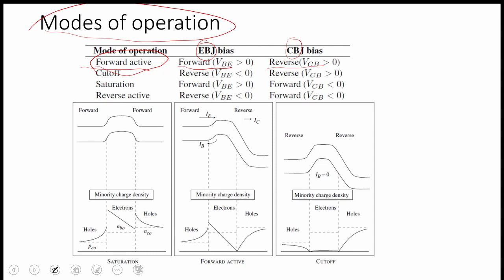So these are the profiles. In this one, this is the forward bias. So these are the carrier concentrations.